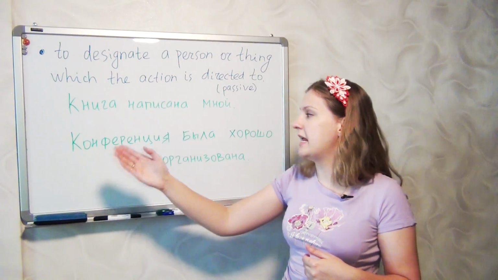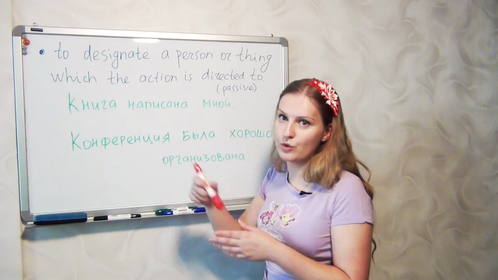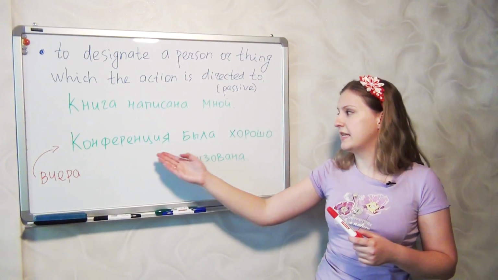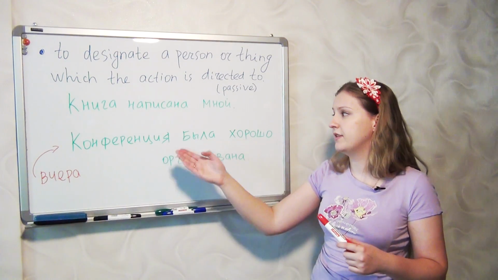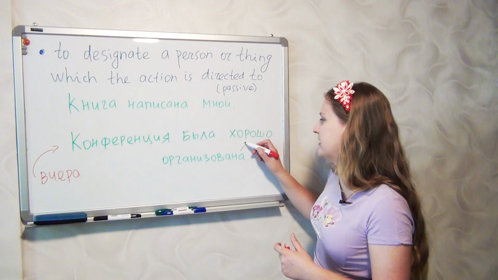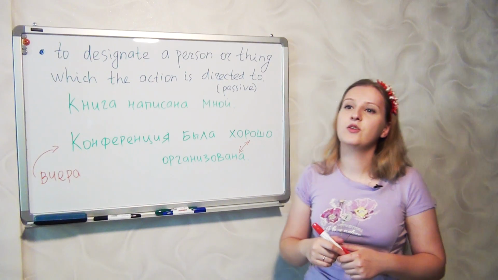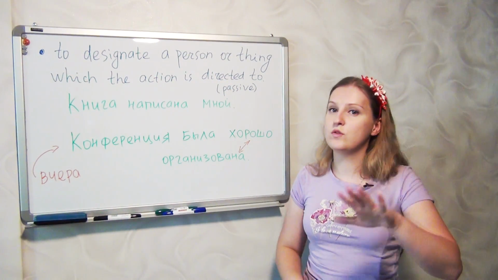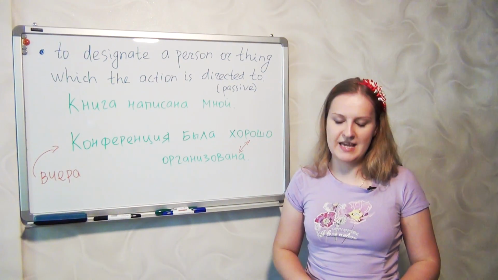Or вчера конференция была хорошо организована. So here we add the word вчера, yesterday. Вчера конференция была хорошо организована. Or we can say вчера конференция была организована хорошо. So we can change the places of these two words and so on. Actually, there are a lot of changes possible, but today we are not talking about the word order. We are going to devote a whole class to that, of course. Today we focus on the nominative case.